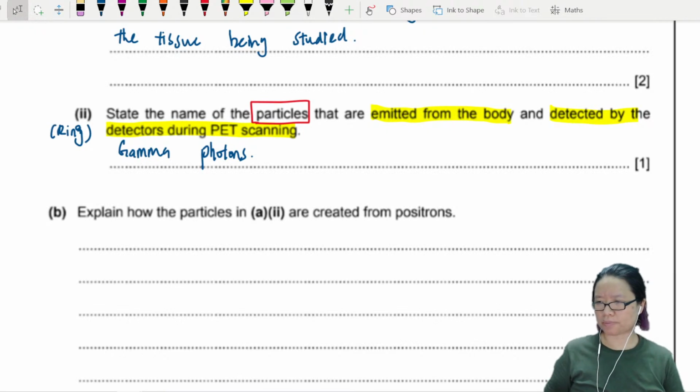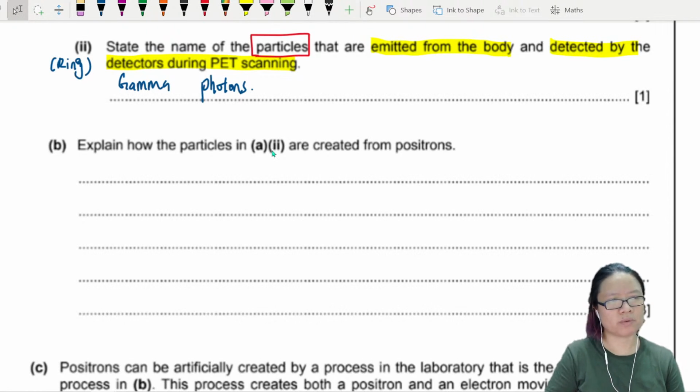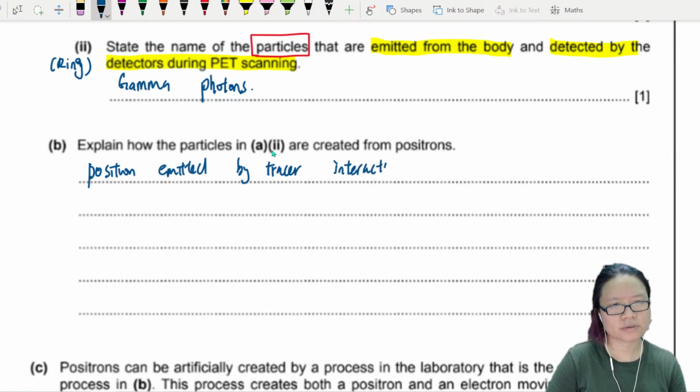Annihilation with electron. Yes. For 3 marks, what else will you write besides annihilation with electron? Which is correct, by the way. So I think I'll write that down. I would say that the positron emitted by the tracer interacts with the electrons in the tissue.